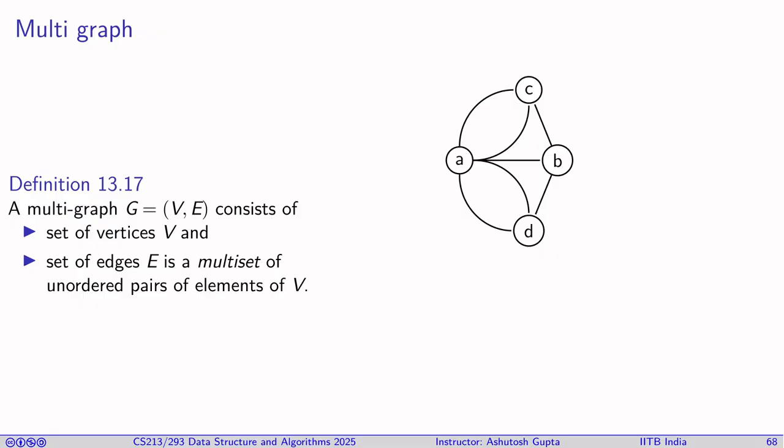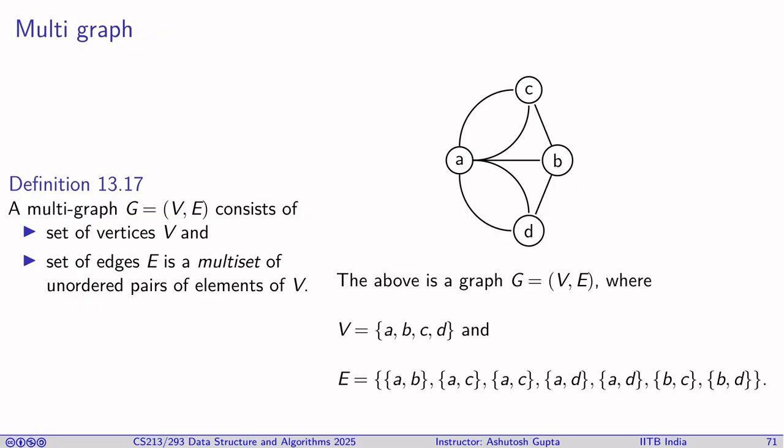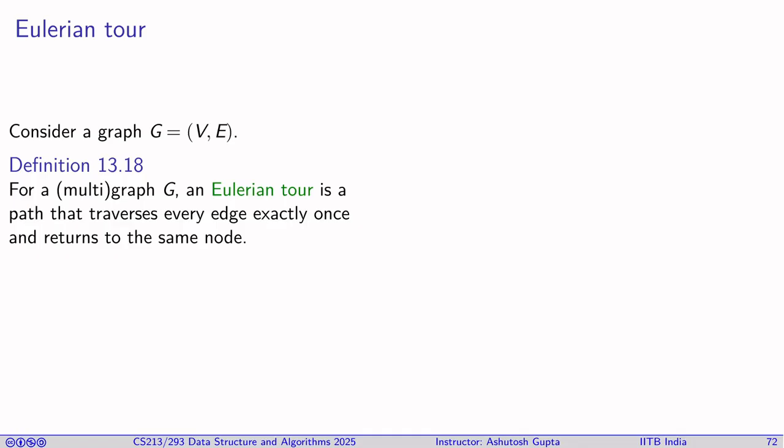So for example, in this graph you will see 4 nodes and 7 edges. Now edges can repeat between 2 nodes. For example, A and C are connected by 2 edges. Notationally, you can see that E can be written as a multiset where the same entry can repeat multiple times. Now we have a definition of multigraph.